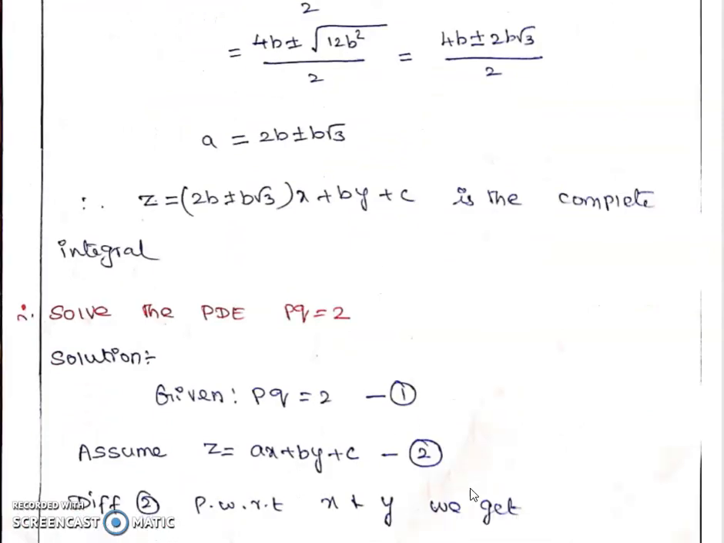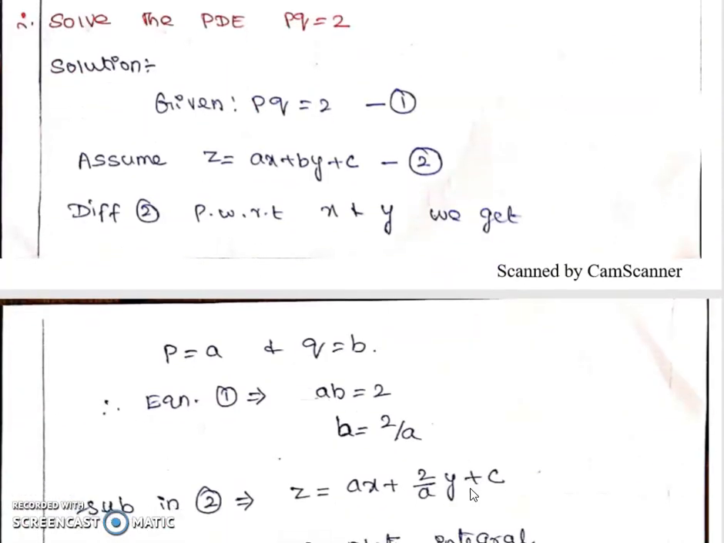Next we go to the problem. Problem 2: solve the PDE pq is equal to 2. Solution: take this given equation as equation number 1. In this equation also we have only p and q, so it comes under type 1.